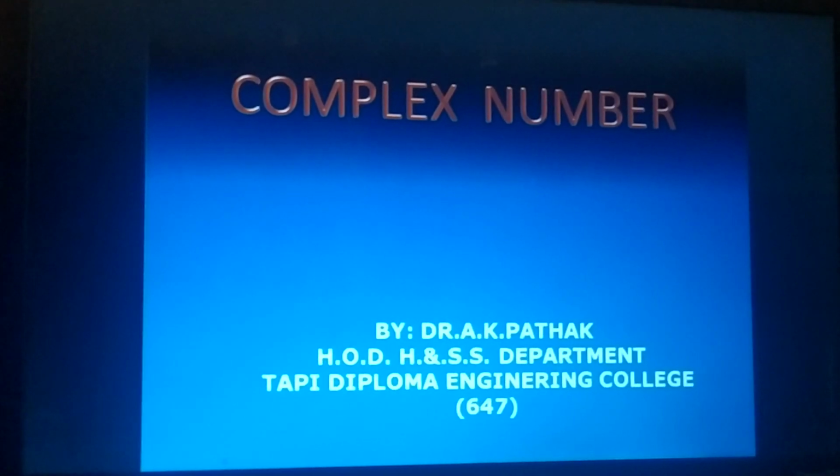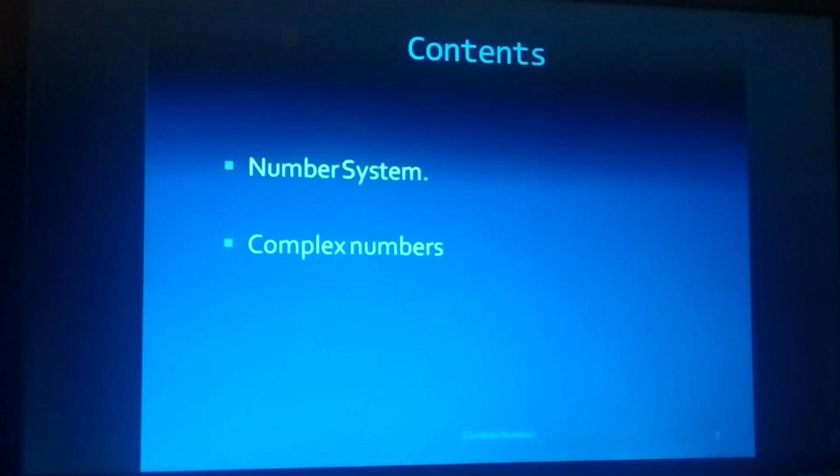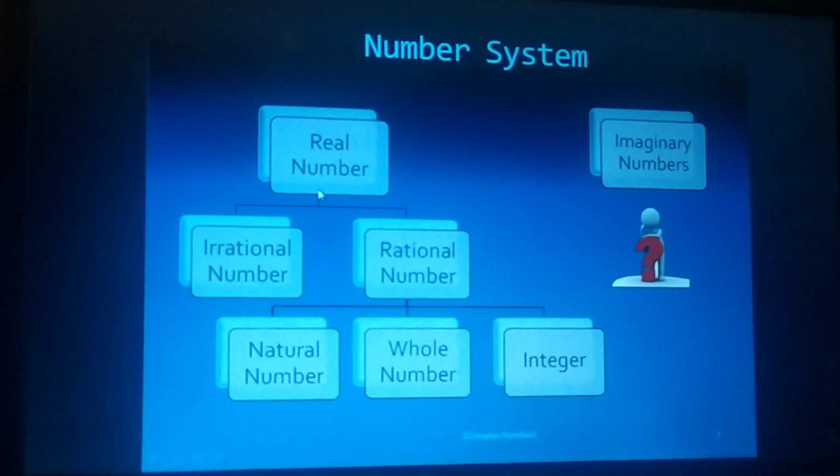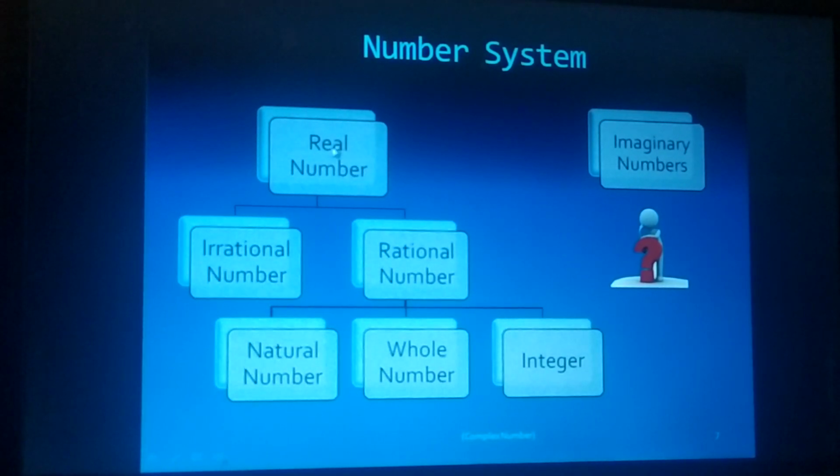Let's start complex numbers. Today we are going to discuss the number system and complex numbers. We know about the real numbers. Real numbers are divided into irrational numbers and rational numbers. Rational numbers are divided into three parts: natural numbers, whole numbers and integers.